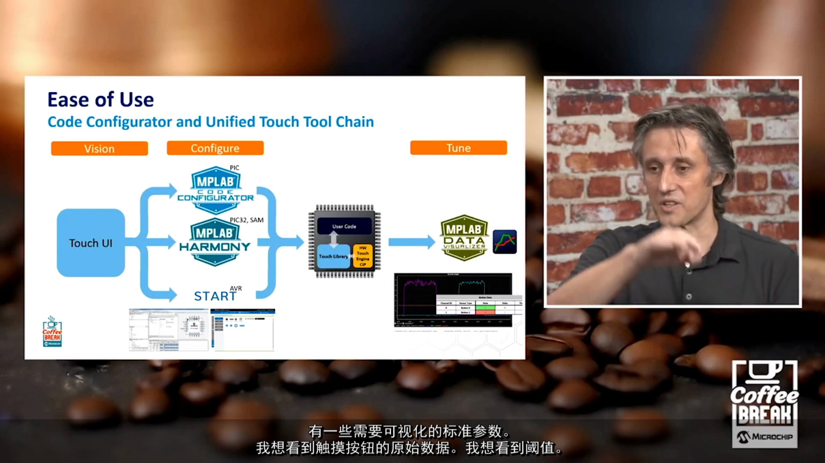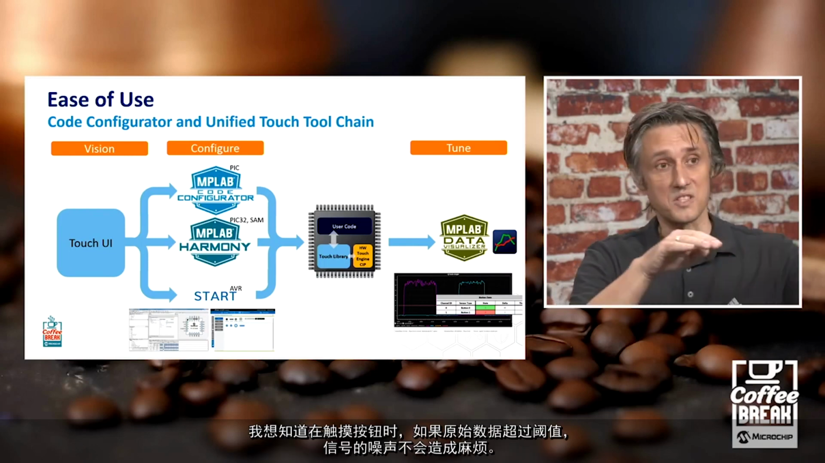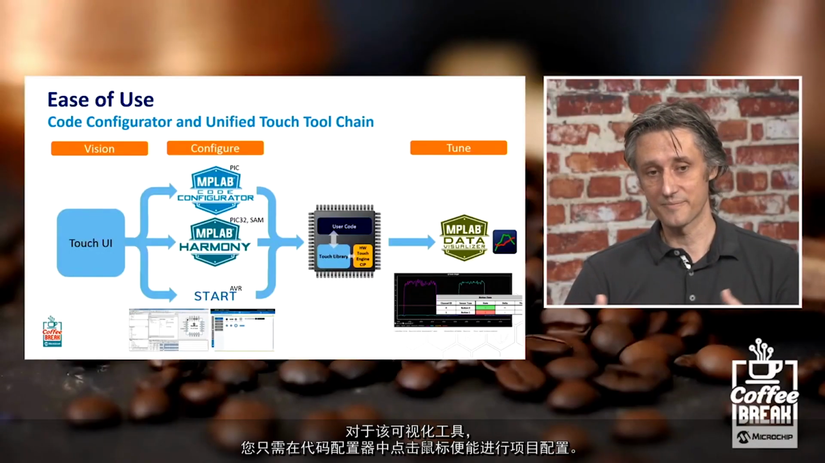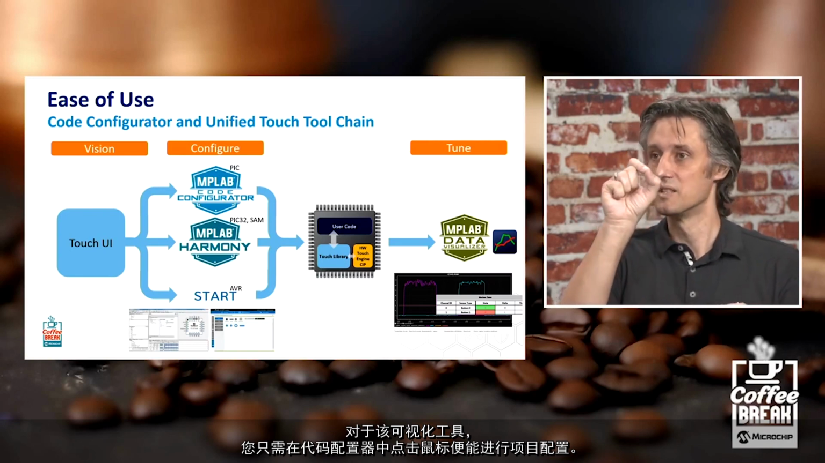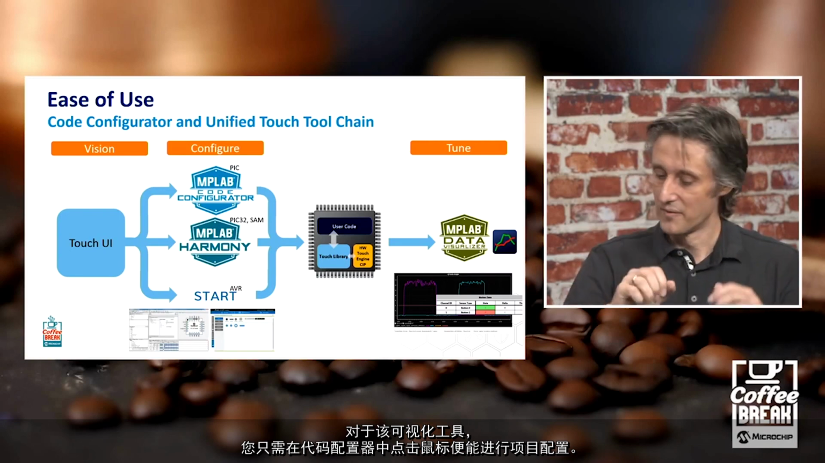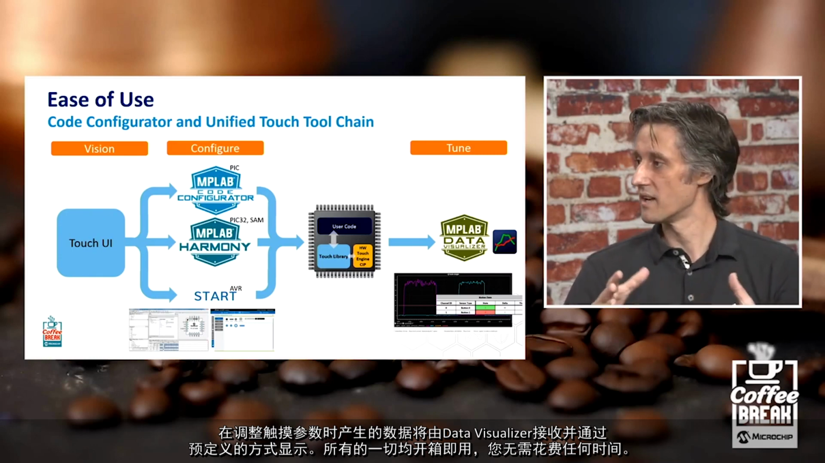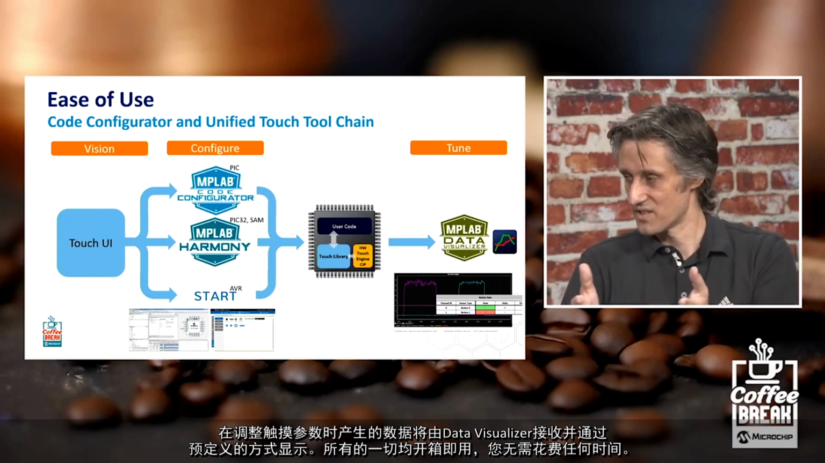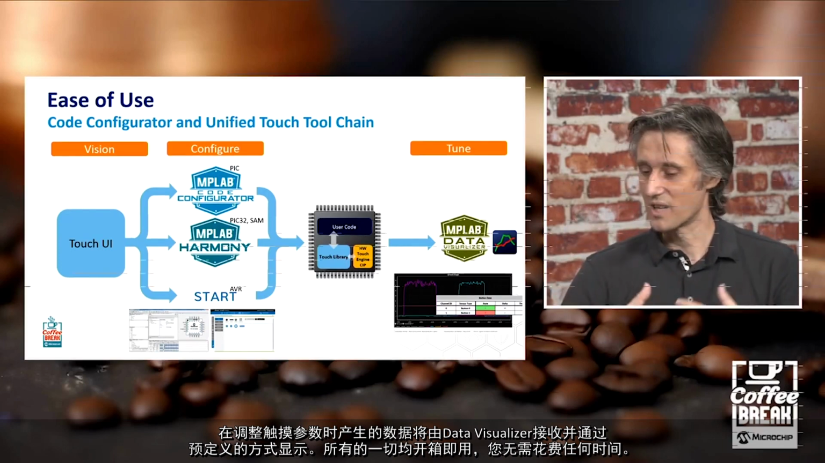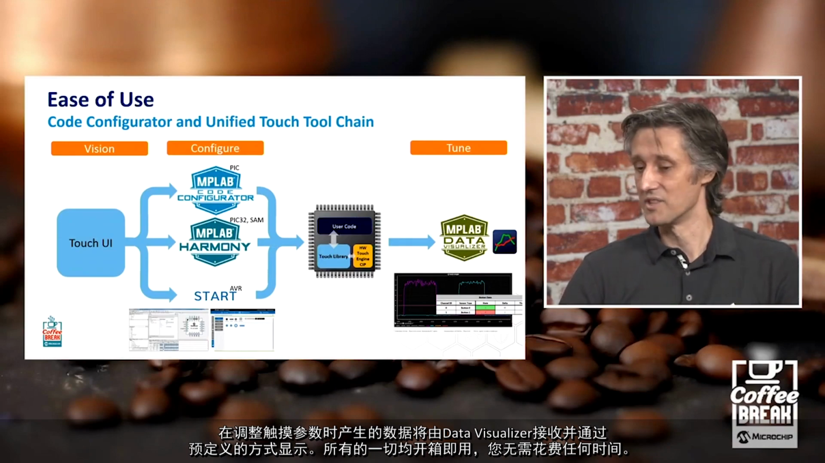And so there are some standards of what you want to visualize. I want to see the raw data out of my touch button. I want to see the threshold. I want to see that when I touch, my raw data goes above the threshold, so that noise in the signal will not get me into any type of trouble. Cool. That type of visualization, when you generate your touch project, there is one click you can do: I want to debug or tune my touch later on. Then we just stream out via UART all the data needed, and we give you the Data Visualizer, which visualizes all the necessary data in a nice predefined way, so you can do all of that out of the box. Nice. You don't have to spend time on it.